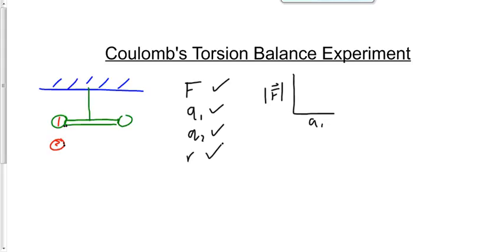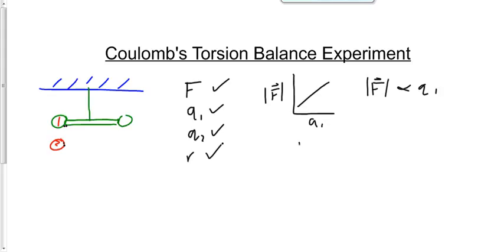When he does that, he plots a graph, finds that it looks like this. That tells him the relationship between F and Q1 is a linear one. F is directly related to Q1. As Q1 goes up by a factor of 4, F goes up by a factor of 4. As Q1 is decreased by a factor of 12, F is decreased by a factor of 12. They're directly related to each other.